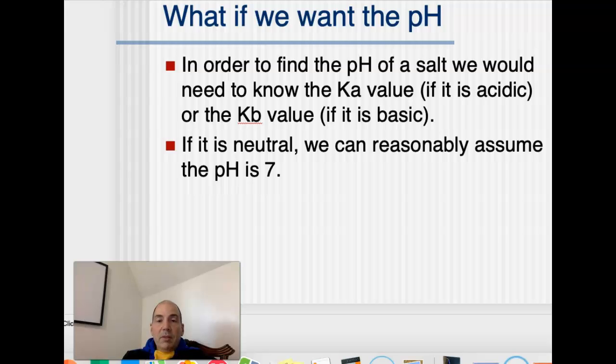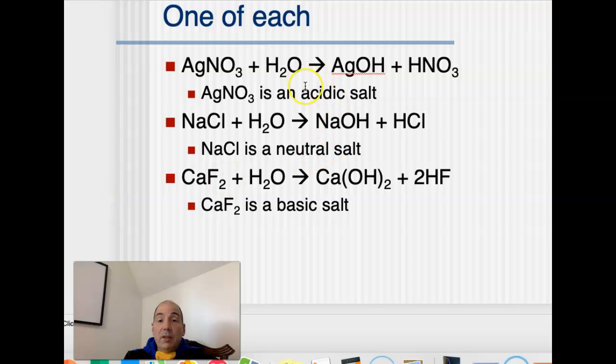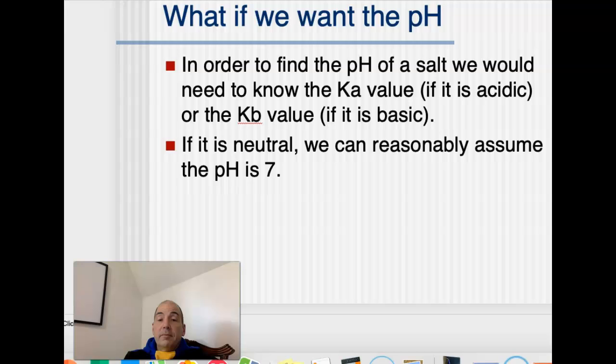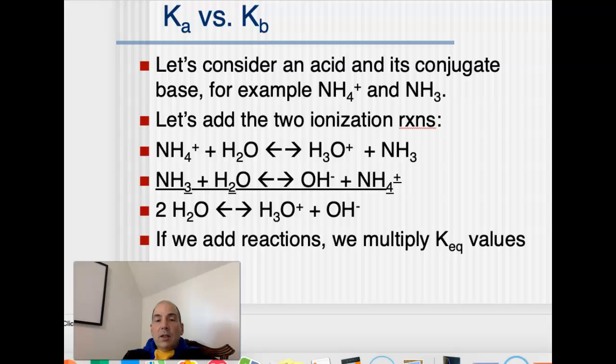So if we want to find the pH of a salt, when it was a weak acid, we needed Ka. When it's a weak base, we needed Kb. What do we do for a salt? Well, we need either Ka or Kb, depending on whether we want to say it's an acidic salt or a basic salt. And of course, if it is neutral, we can pretty reasonably assume that it is a pH of 7. So let's look at a couple reactions here involving water.